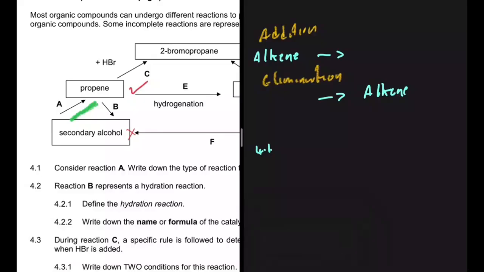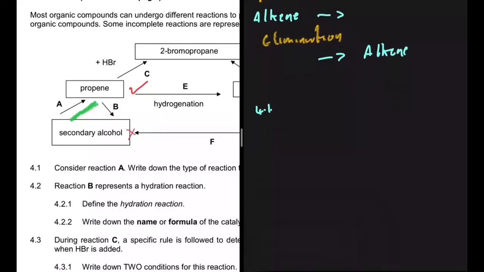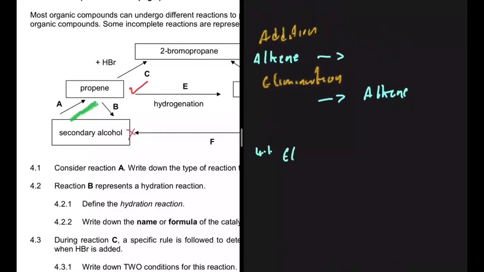Our second condition is met. So the answer to 4.1 is elimination. Just because we know that if a reaction ends with an alkene, it's elimination. If it starts with an alkene, it's addition. And then if none of that is correct, then it is a substitution reaction.